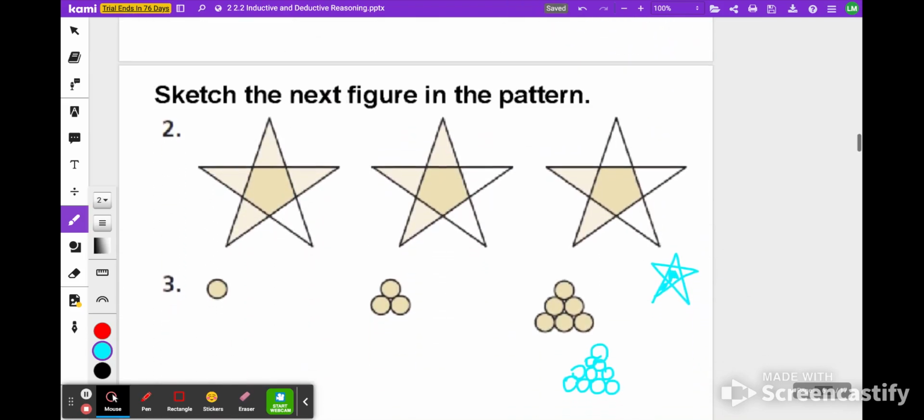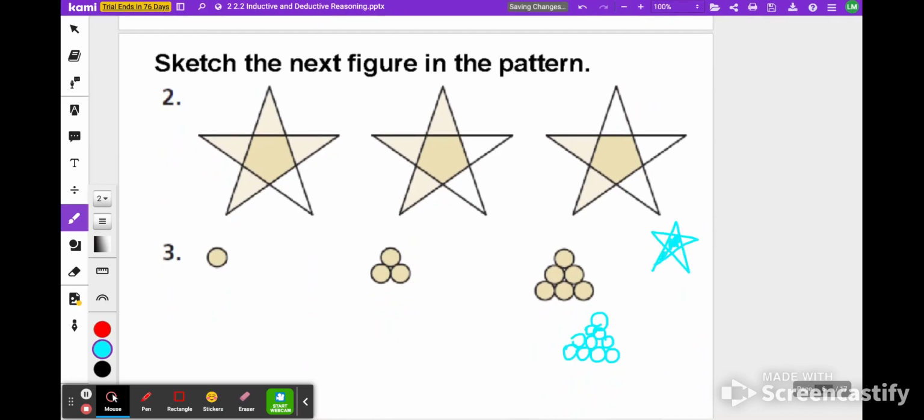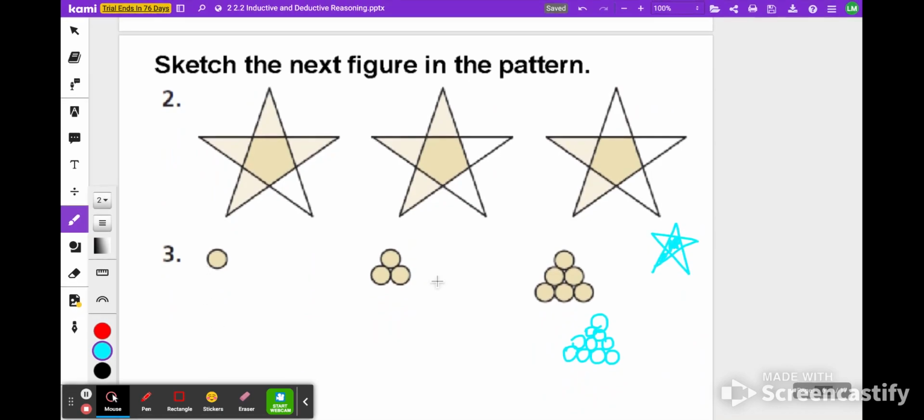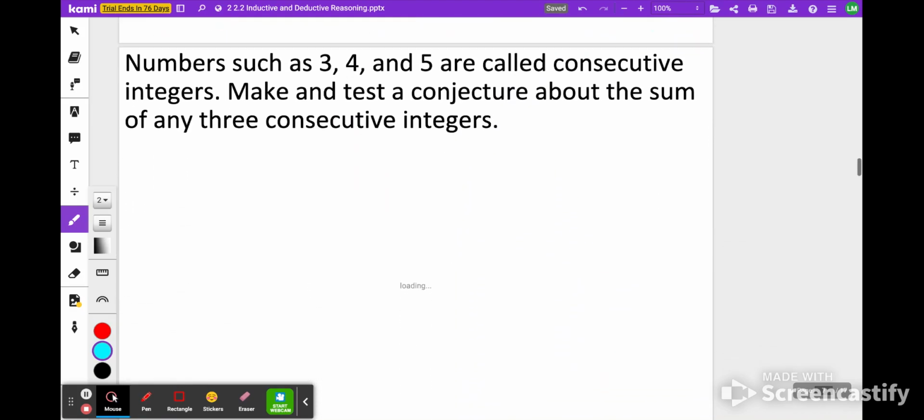The same thing would be here for number 2. The next figure in the pattern would just be a star, and we're going to shade in the middle portion and only the bottom left leg. For number 3, we start with 1 circle, then we end up with 3. Now we're going up to 6. So we're adding on like a level each time. So this level has 4 circles, then 3, then 2, then 1.